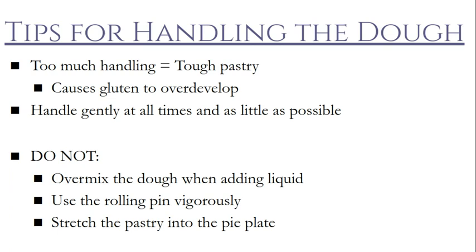So when we're making pie dough, okay, here are some tips for handling the dough. If you handle it too much, you cause that gluten to overdevelop, and you have a very tough pastry. Okay, so you want to make sure you're very gentle with it, and you're mixing it and rolling it out as little as possible. You don't want to overmix the dough when adding in your liquid. You don't want to be too rough with your rolling pin, and you really shouldn't have to stretch the pastry into the pie plate.